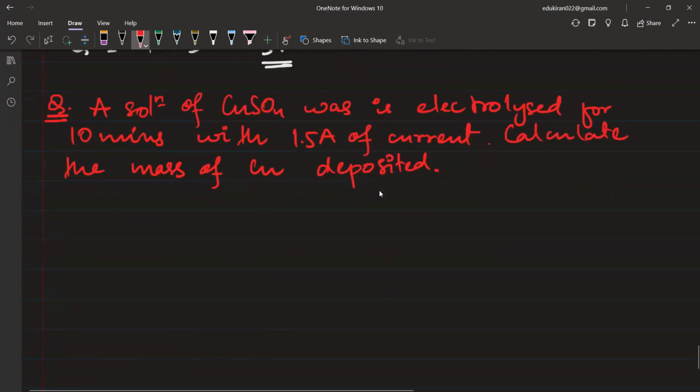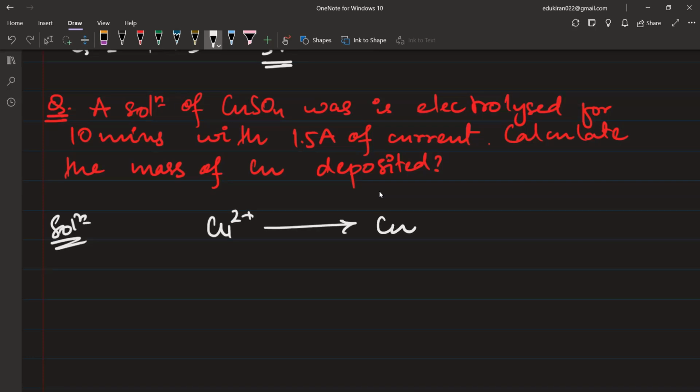Now we're going to do this question. First of all, in order to get the mass of copper deposited, what is the reaction happening here? We have CuSO4. From CuSO4, we'll be having Cu2 positive. It will be getting converted to copper. So this is the reaction that we are having. In this reaction, we can calculate the mass of copper deposited if we know how much charge is being passed, right? The important thing here is charge. First of all, we'll calculate the charge. So Q is equal to, in terms of current and time, I times T.